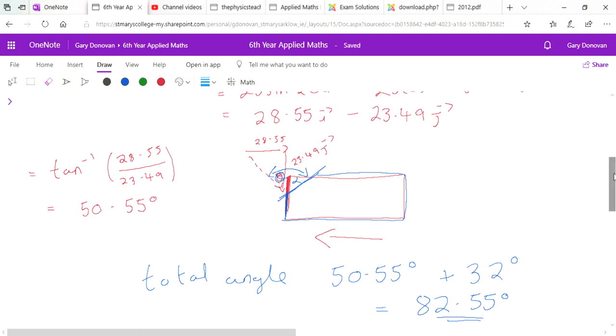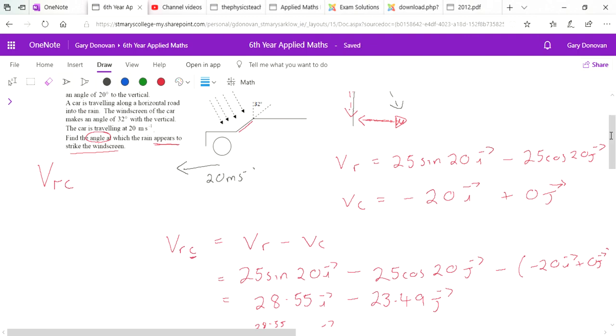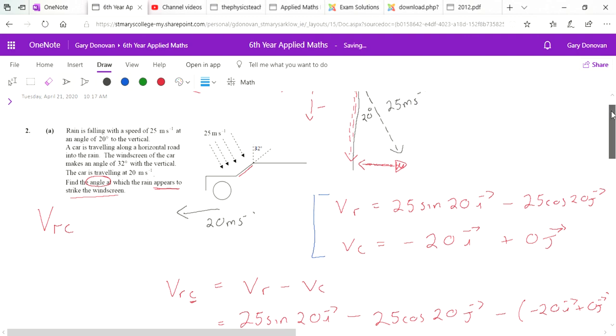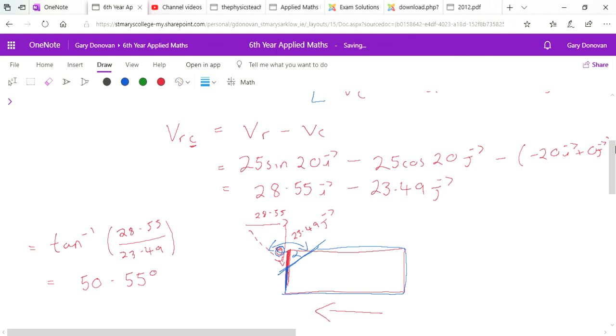Now, with this, there are different ways you can approach it. But even if you're a little bit stuck with the question, a little bit stuck with what exactly they are asking you, make sure you write down the velocity of the rain and the velocity of the car in i and j form. Make sure you figure out VR relative to C, because all of those things will actually get you most of the marks in the question.